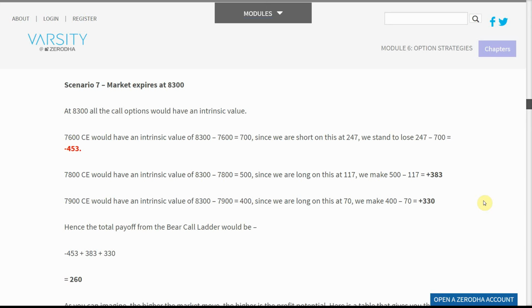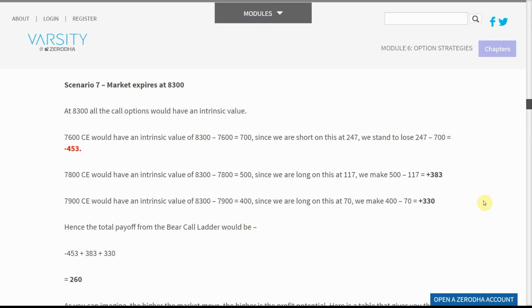7600 CE would have an intrinsic value of 8300 minus 7600 equals 700. Since we are short on this at 247, we stand to lose 247 minus 700 equals minus 453. 7800 CE would have an intrinsic value of 8300 minus 7800 equals 500. Since we are long on this at 117, we make 500 minus 117 equals plus 383.